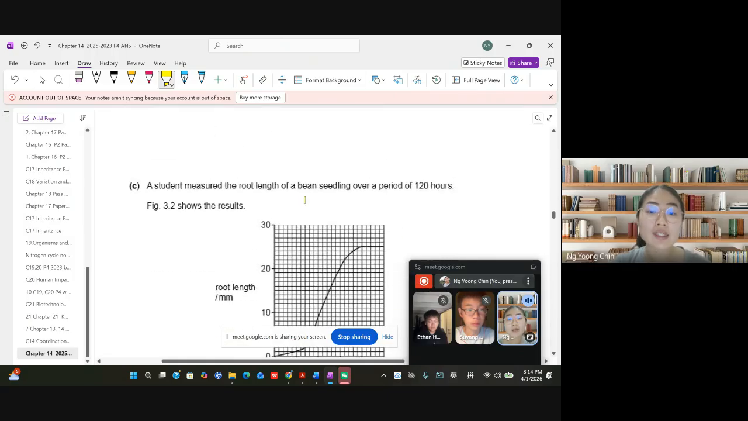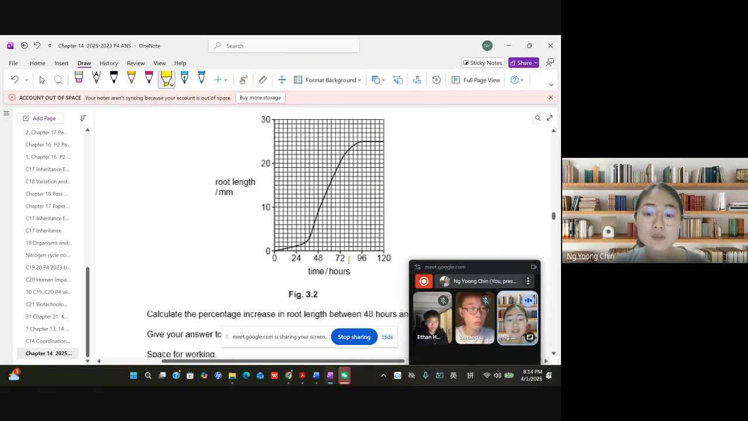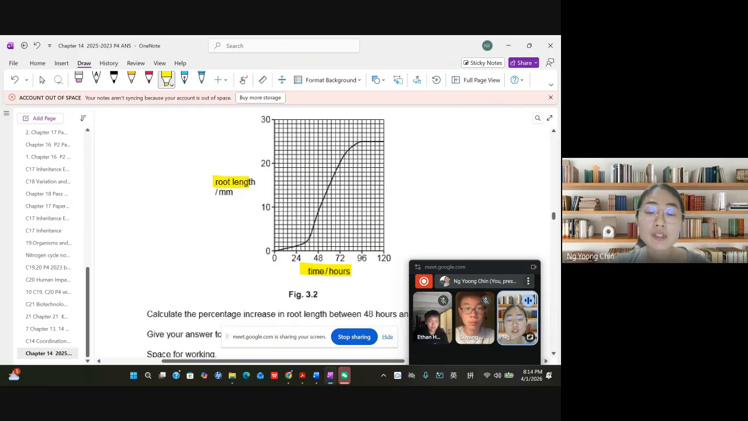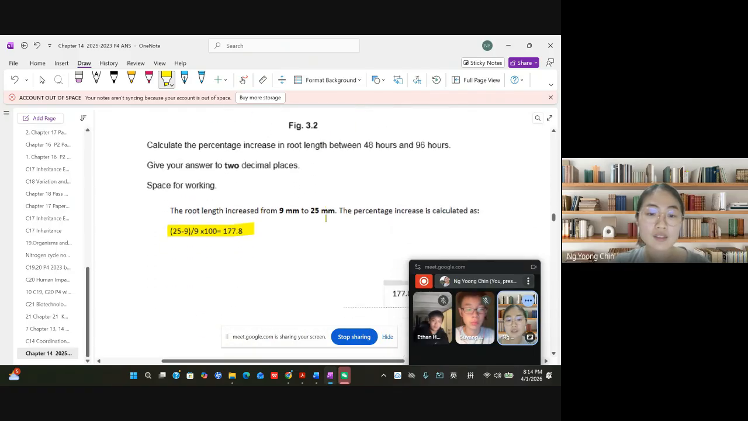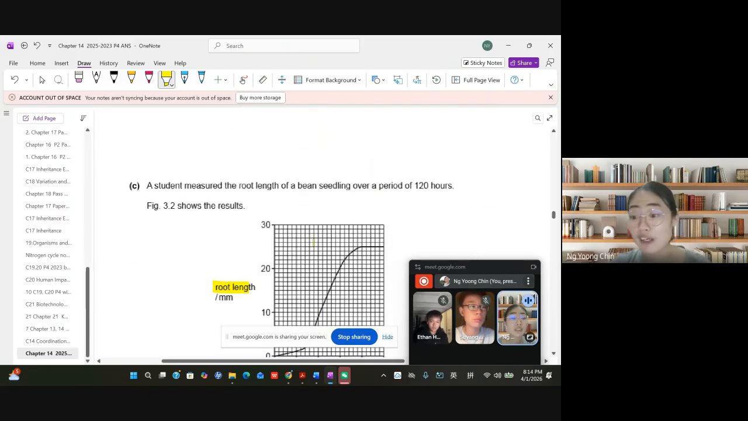Okay, so what does this show? The root length of the bean seedling over a period of 120 hours. So this is the time over the root length. This shows that the root length is increasing over time. And why is the root length increasing? Due to the effect of auxins, because auxins can stimulate cell elongation.